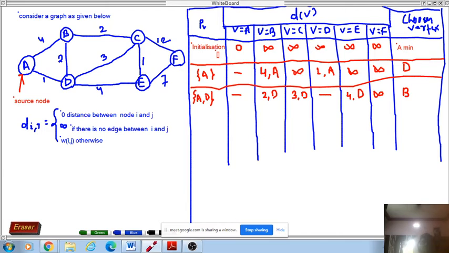So which vertex should I choose? This is B. Sorry, which one? B. B has the minimum, 2. Okay, are you understanding now? Next, so vertex B is chosen.